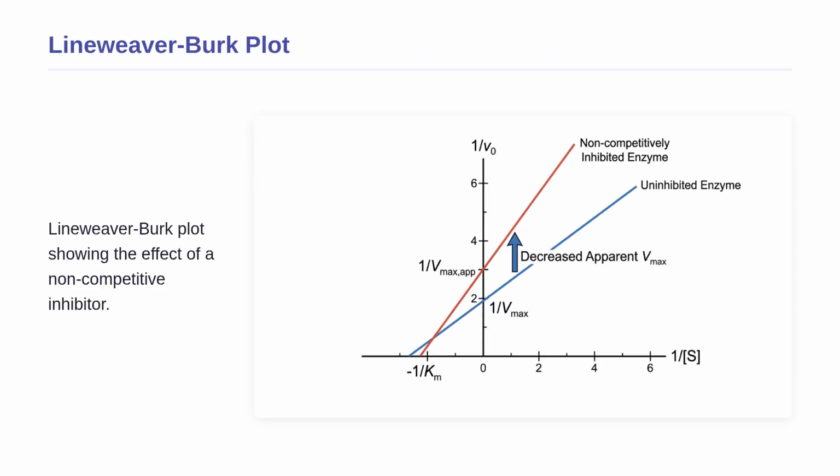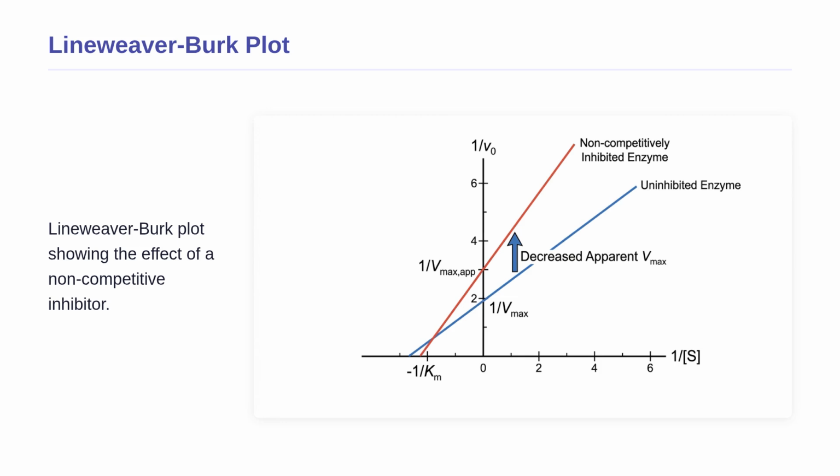Let us visualize this permanent speed reduction on a Lineweaver-Burk plot. Again, we have the uninhibited enzyme line and the inhibited enzyme line. This time, look at where they intersect. They meet at the exact same point on the horizontal axis. Because this axis represents the Michaelis constant, this proves visually that the binding affinity remains completely unchanged. The substrate can still bind perfectly well.